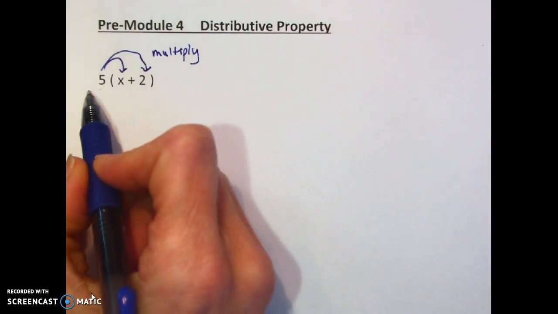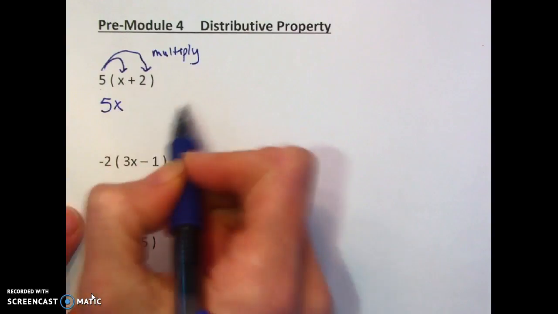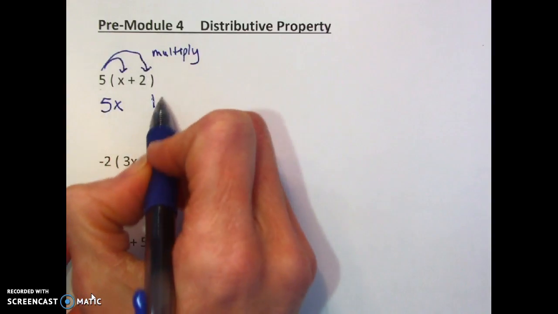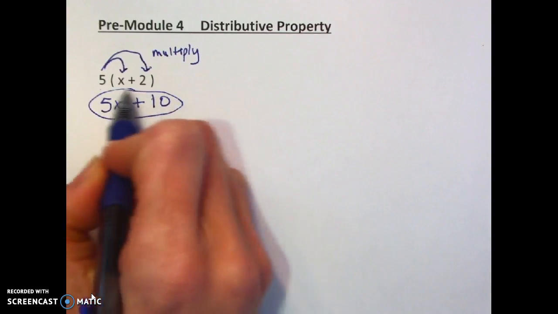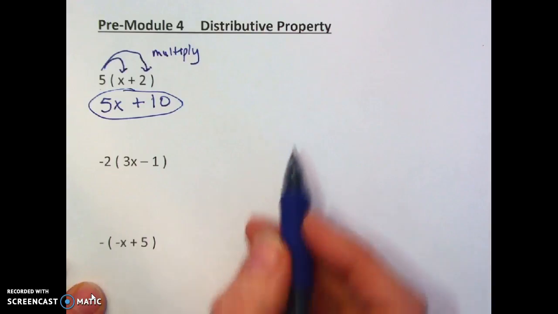So how do I write 5 multiplied times x? 5x. How do I write 5 multiplied times 2? 10. And this is addition, so there's what we get when we distribute. Now the next one has some negatives, so we have to be careful with our signs.